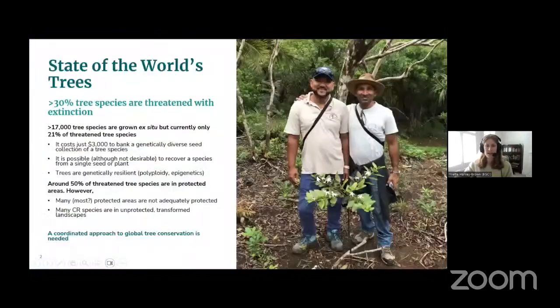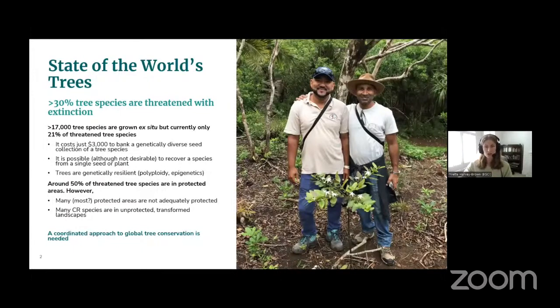So in 2019, we released quite a big landmark report called The State of the World's Trees. The headline tagline with this report was that over 30% of tree species are threatened with extinction, and only 17,000 tree species are grown in ex situ collections, for example, in botanic gardens, but only 21% of those are threatened. Additionally, 50% of threatened tree species are found in protected areas.